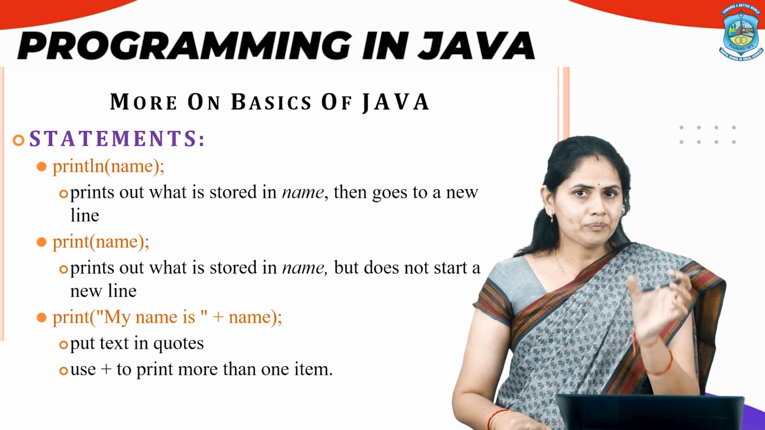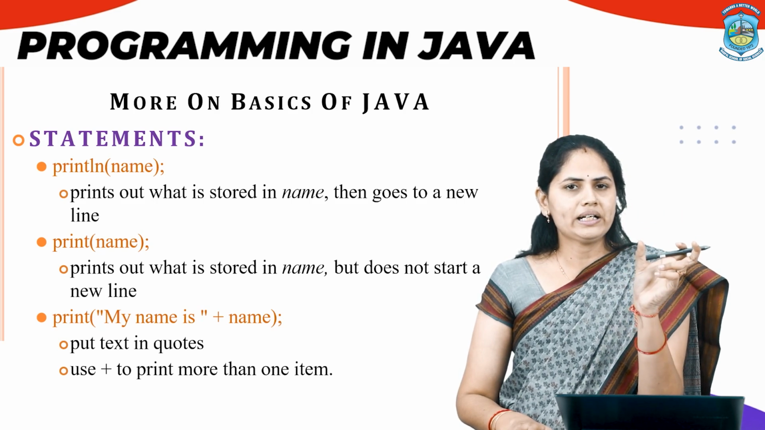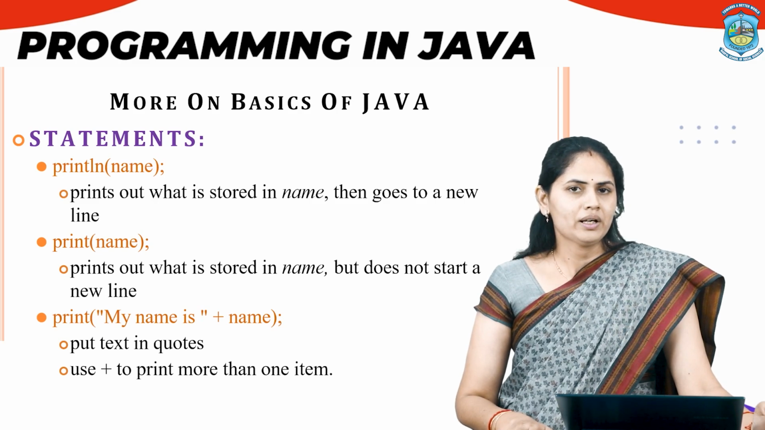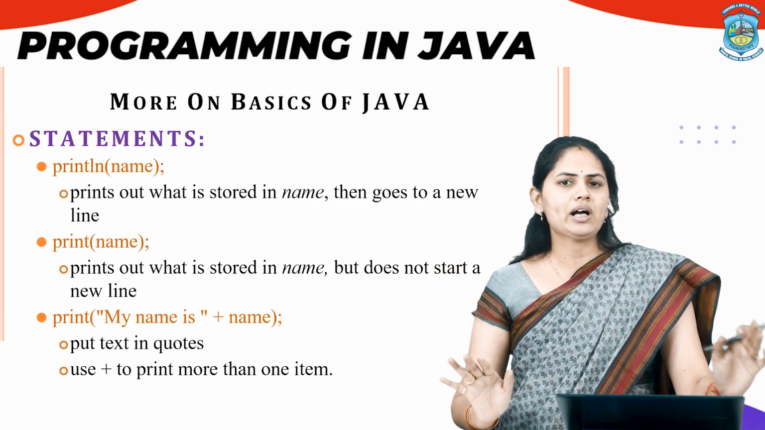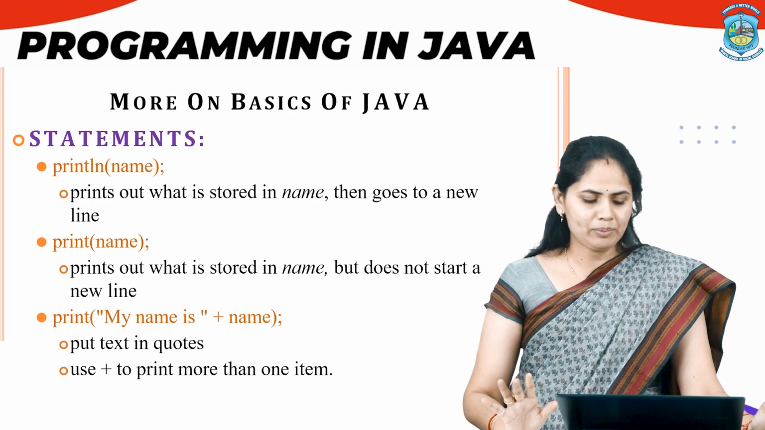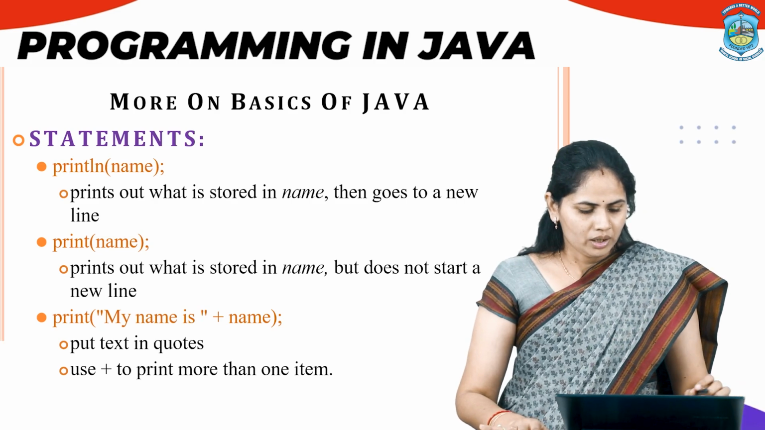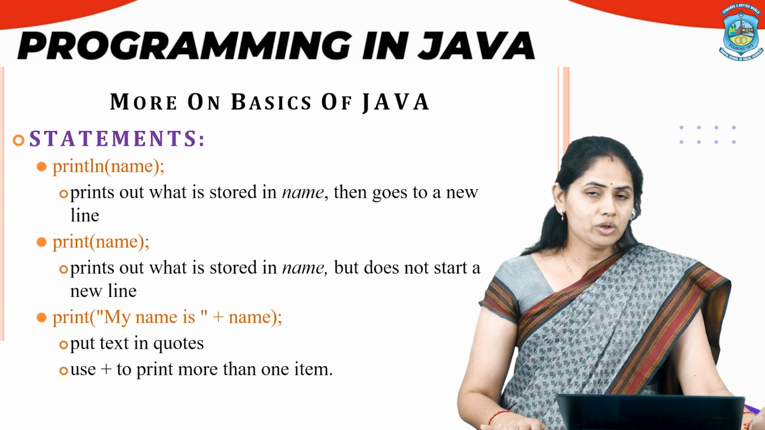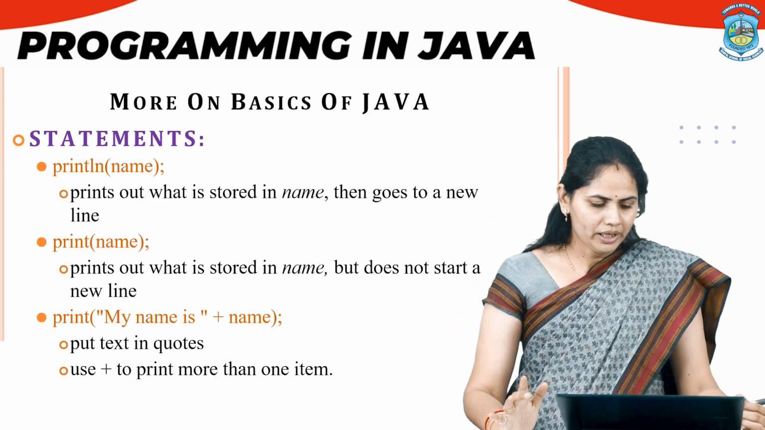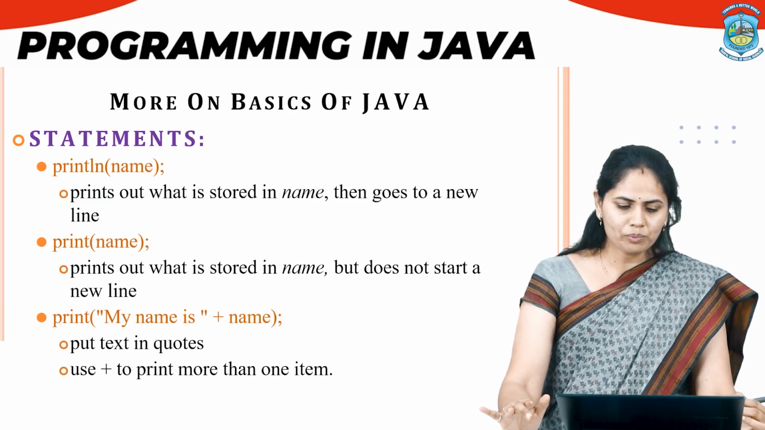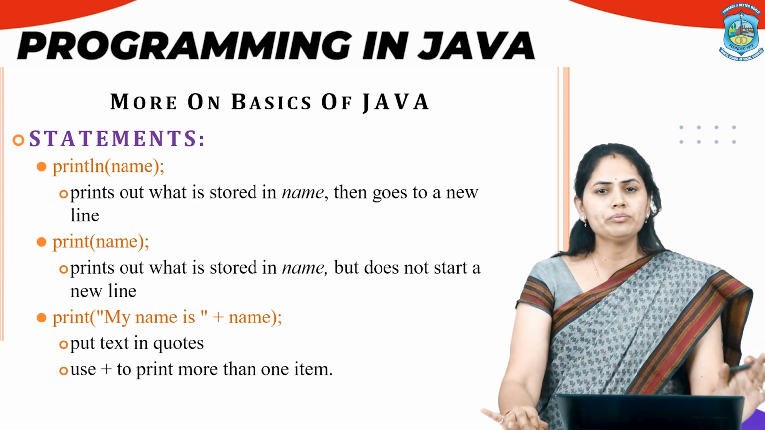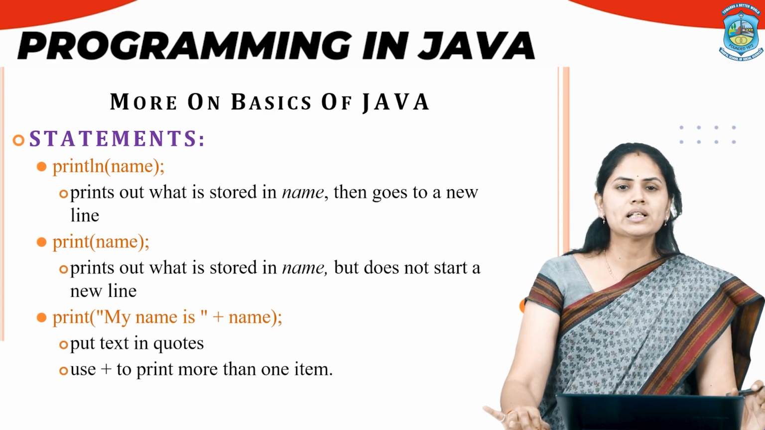What does it mean? Whatever we write in double quotes is displayed as it is on your screen. Without double quotes, if we write a variable, then the value stored in that variable will be displayed as output. Plus is the operator we are using here to combine a string as well as a variable. So we use plus to print more than one item. When we have more than one item to print on screen, we use this plus operator.